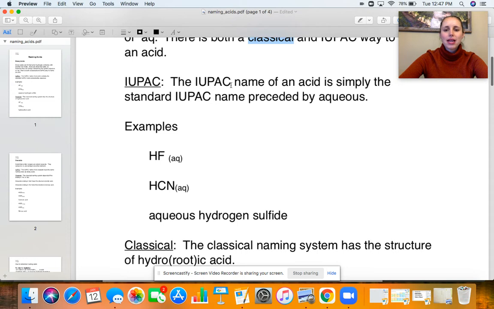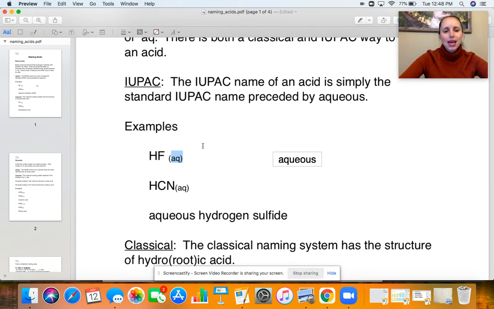The IUPAC name for the acid is simply the standard IUPAC name preceded by aqueous. So let's take a look at this and ask ourselves how we know it's an acid. I know it's an acid for two reasons: it starts with hydrogen, and it's got that aqueous there. So now that I know it's an acid, I'm going to give it its IUPAC name. I'm going to start with the word aqueous. We again only do this for acids.